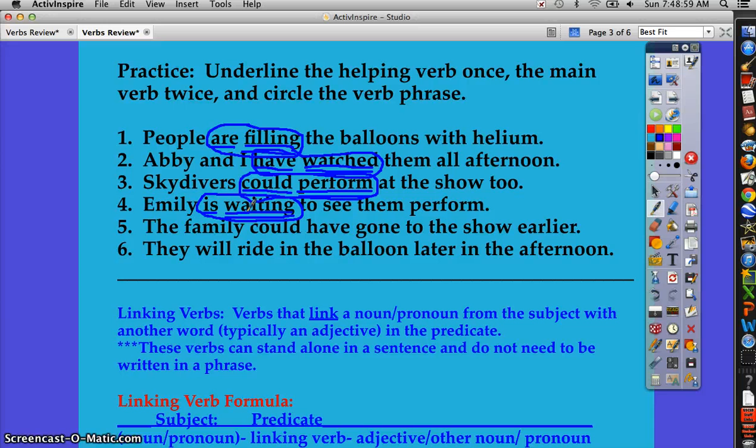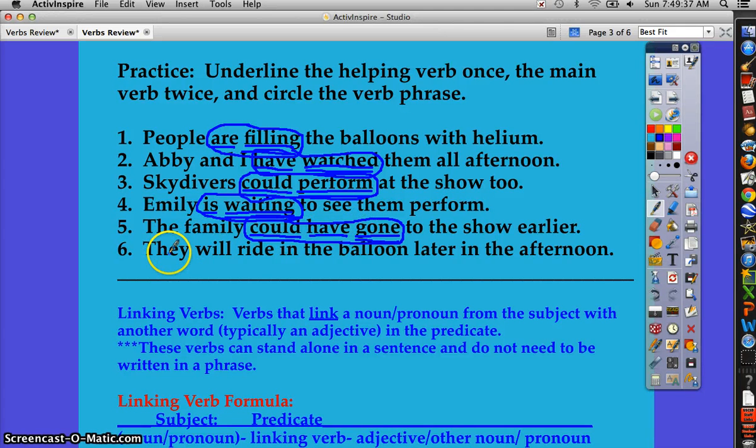Number 5, the family could have gone to the show earlier. Again, the main action this time would be gone. Now this time, looking ahead of gone, we have a couple helping verbs, and that's possible where you could have multiple helping verbs telling more about the main action. So could and have are both helping verbs this time, working with gone, and we're going to circle all of that as the verb phrase. Could have gone would be the verb phrase this time. So remember, you could have more than one helping verb working with the main action verb.